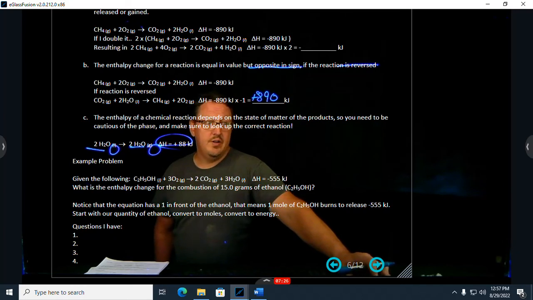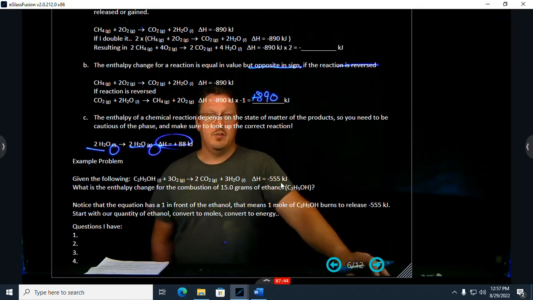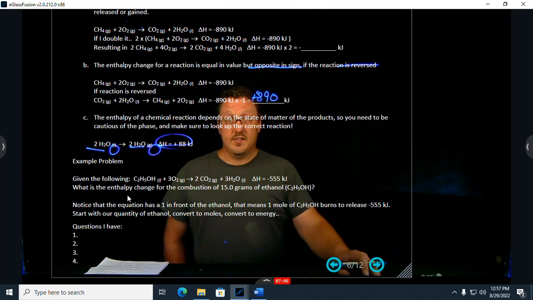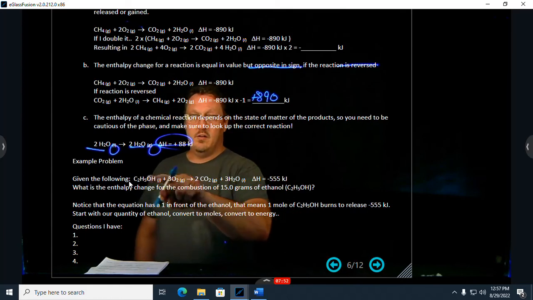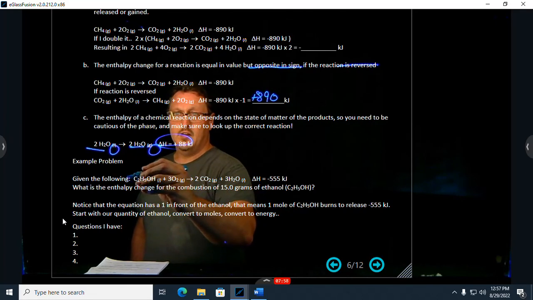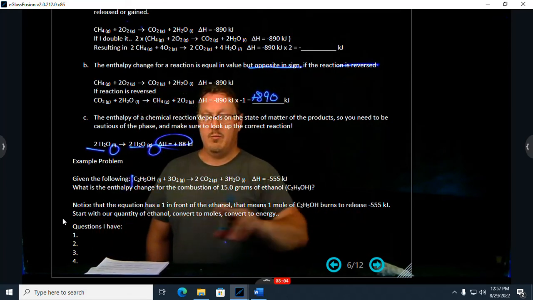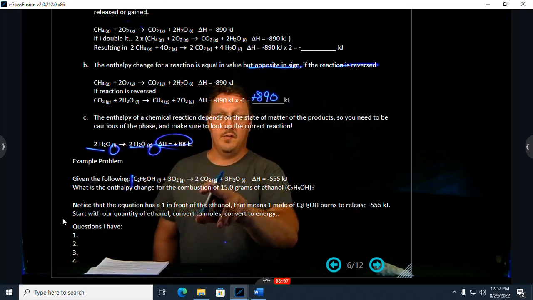We are going to look at what the enthalpy change is for ethanol burning. So this is ethanol, 3 moles of oxygen, to make 2 moles of CO2 and 3 moles of water. We know that the delta H for this reaction as written is -555 kilojoules. Now, what is the enthalpy change for the combustion of 15 grams of ethanol? Oh man, so how do we do this? Well, let me get the mouse out of the way. We have 1 mole of ethanol, 3 moles of oxygen, 2 moles of CO2, 3 moles of water.